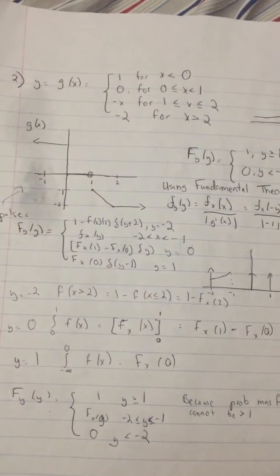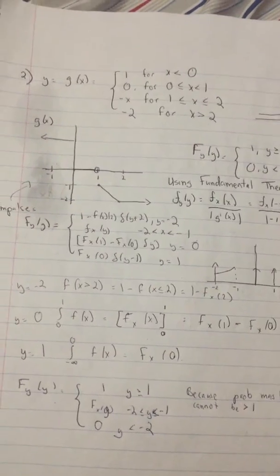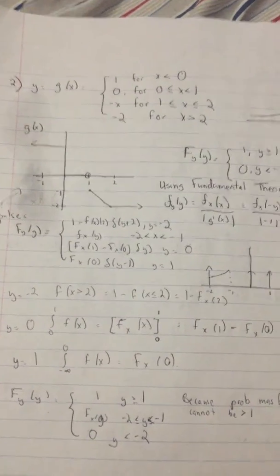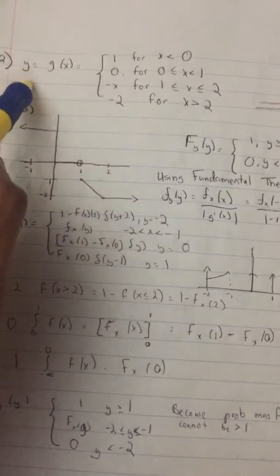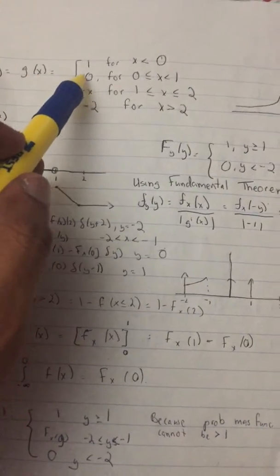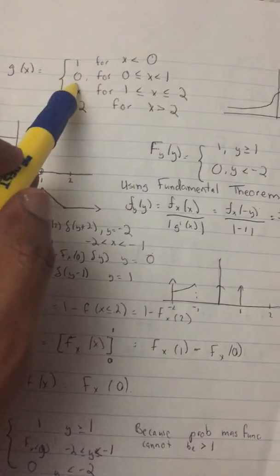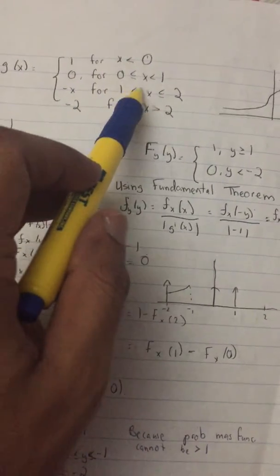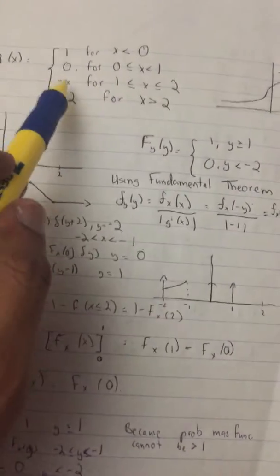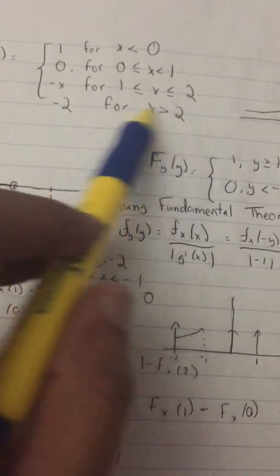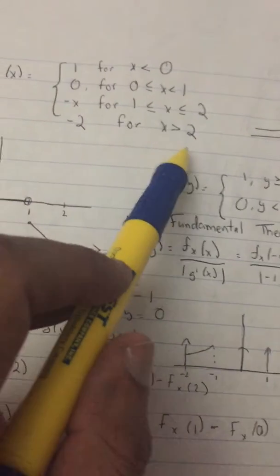Okay, so my name is Wajahid Chima, and this is question number 2 from homework number 4. We're given y equals g of x, and we're given these intervals. It equals 1 for x less than 0, 0 for 0 less than or equal to x less than 1, negative x for 1 less than or equal to x less than or equal to 2, and negative 2 for x greater than 2.